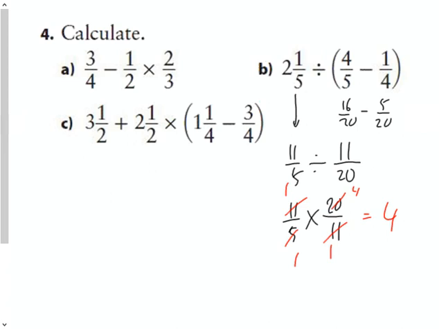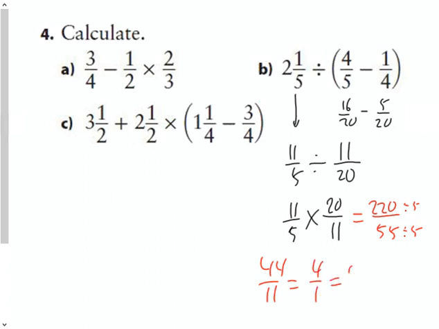Now, if you don't cross reduce, that's up to you. That's up to you if you don't want to learn it. But if you don't learn it, you end up with 220 over 55. You can divide both by 5. You end up with 44 over 11, which will reduce down to 4/1, which is simply equal to 4. Either way, you're going to get the same answer of 4.